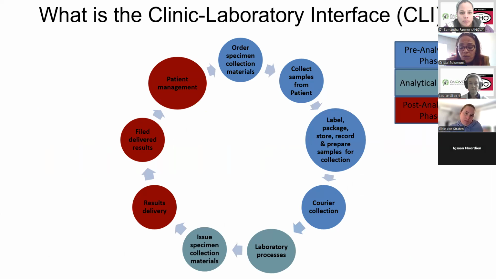So when we look at the CLI interface, specifically, there are different phases where errors can occur. When we look at the pre-analytical phase, that's when it starts with the ordering of the specimen collection material, and then the actual collection of the sample from the patient, and then it goes on to where you actually label the specimen, package it, store it, the actual documentation, and then preparing the sample for collection.